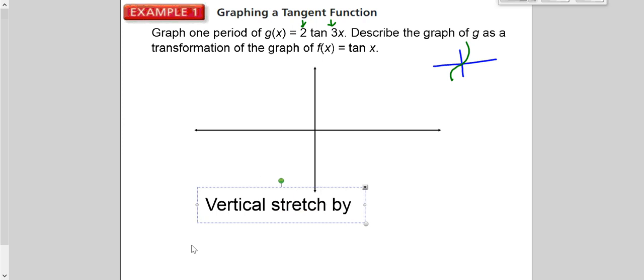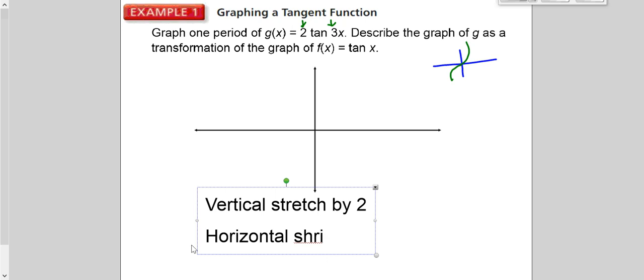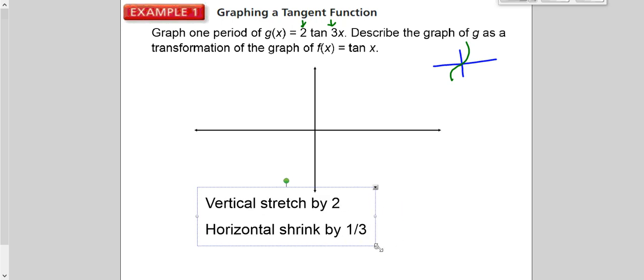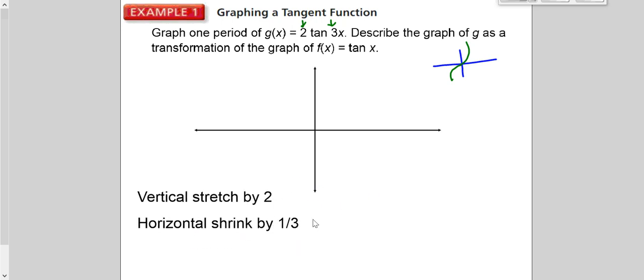Vertical stretch by 2. And what about the 3? What does the 3 do? Horizontal shrink by 1/3. Remember to do the reciprocal. Okay, there's our transformations. Now, we need to figure out the new period of this function.